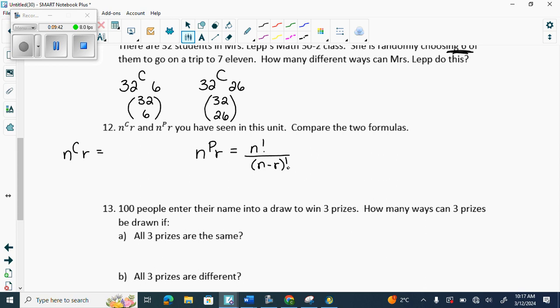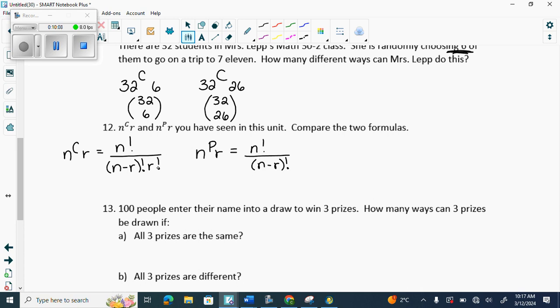nCr is the nPr formula with an extra r factorial because it gets rid of all the cases that don't matter, like the arrangements that don't matter, right? You get rid of the repetitions. So n factorial over n minus r factorial, same formula, with an extra r factorial. It gets rid of all those cases that don't matter because I'm not taking the 6 people going to 7-Eleven and lining them up and taking a picture of them or something like that. That would be a permutation, right?